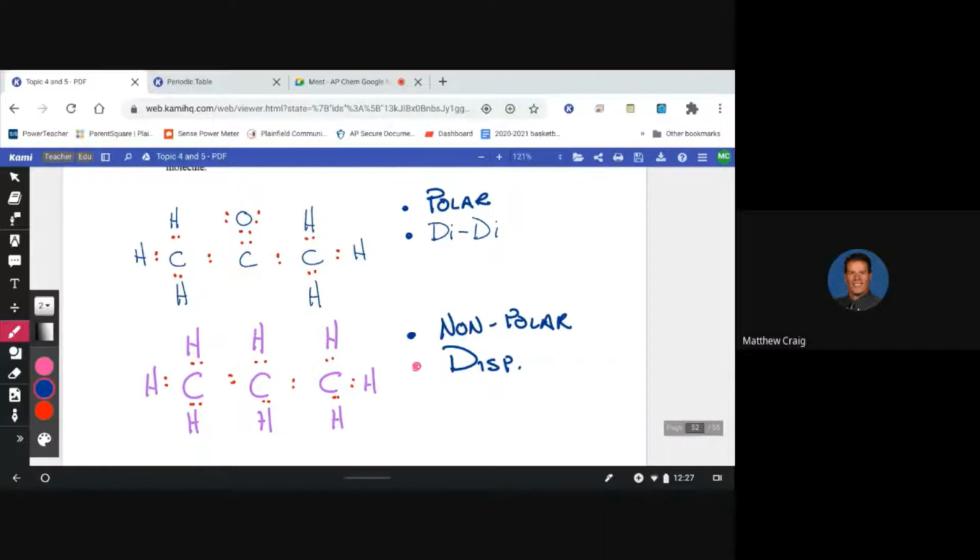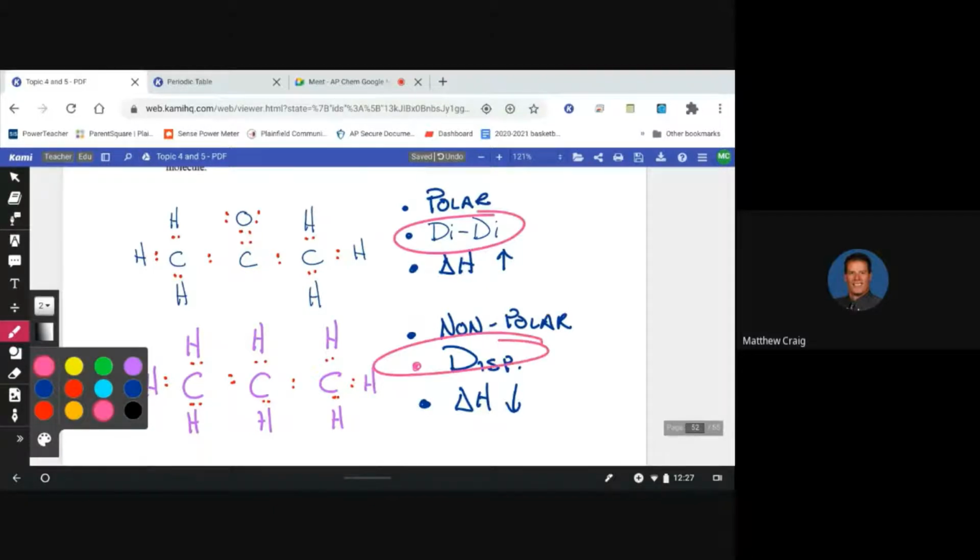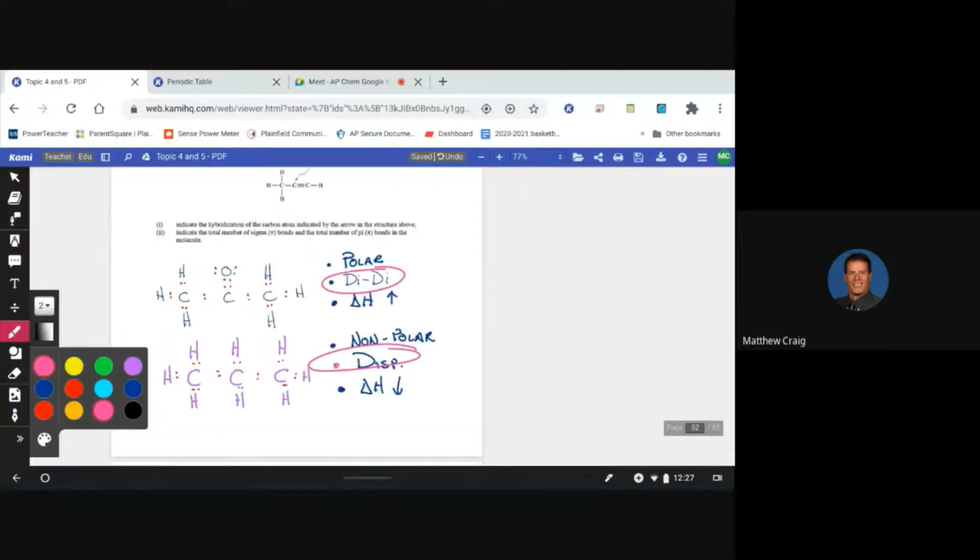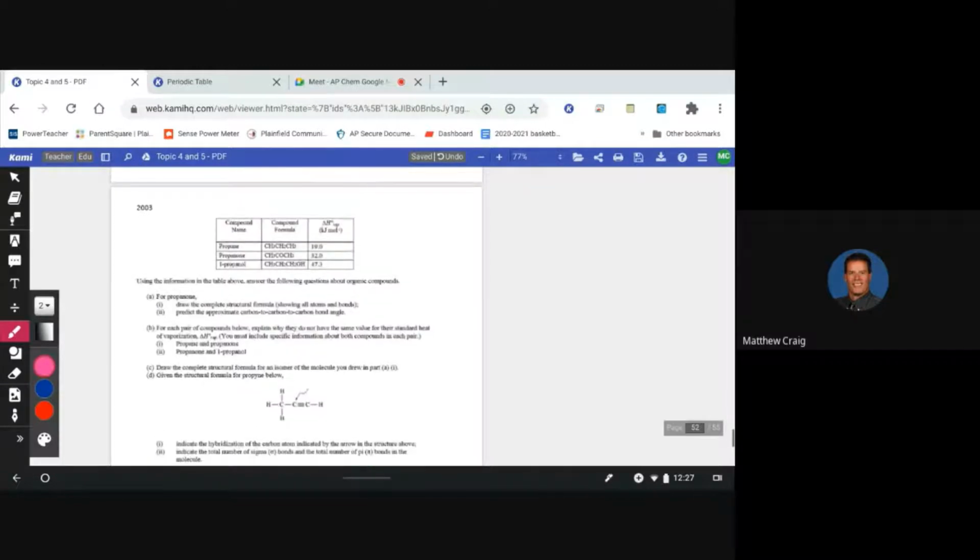So what would account for the heat of vaporization being higher than for the propane? Very good. So we are talking about the intermolecular forces. This is an intermolecular force question. So the dipole-dipole intermolecular forces are stronger than the dispersion forces between these two structures. Therefore, the propanone will have a higher heat of vaporization.